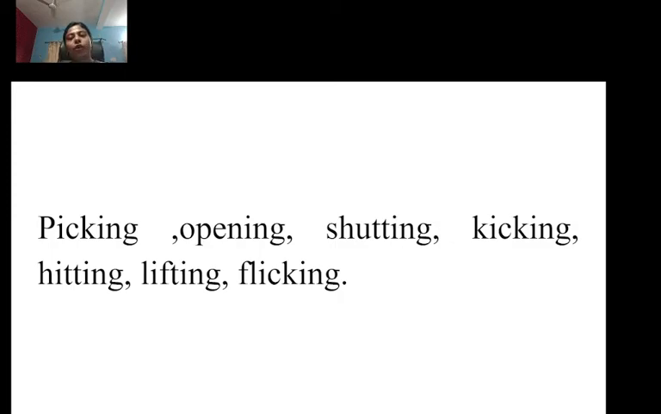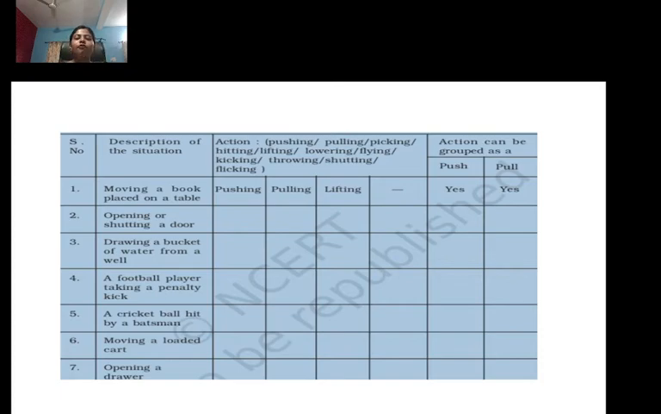If I want to shut the door, then good, hitting, okay, lifting, okay, flicking, okay, very good, students. You have understood the concept. So if you have understood the concept, then please fill this worksheet, students, okay? Let's go for it.